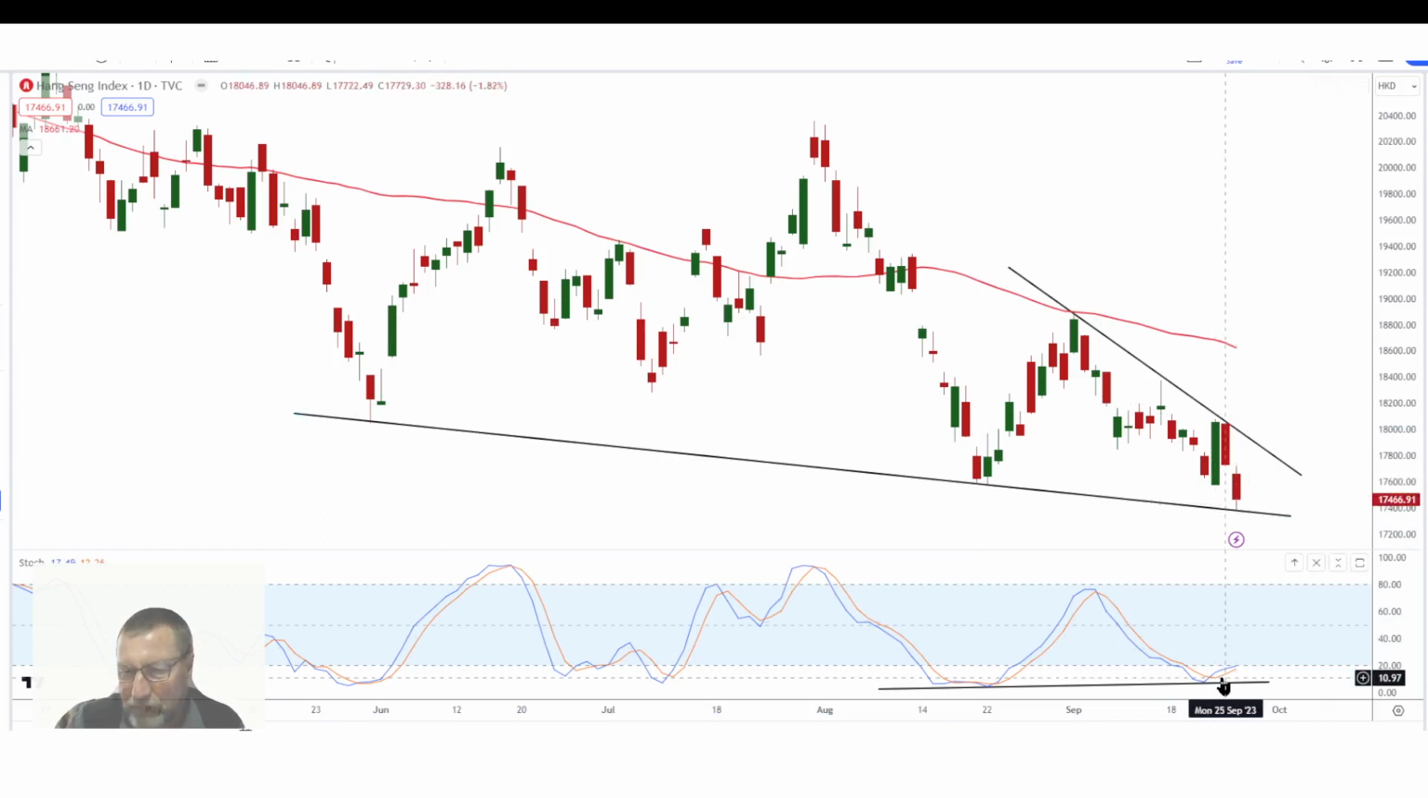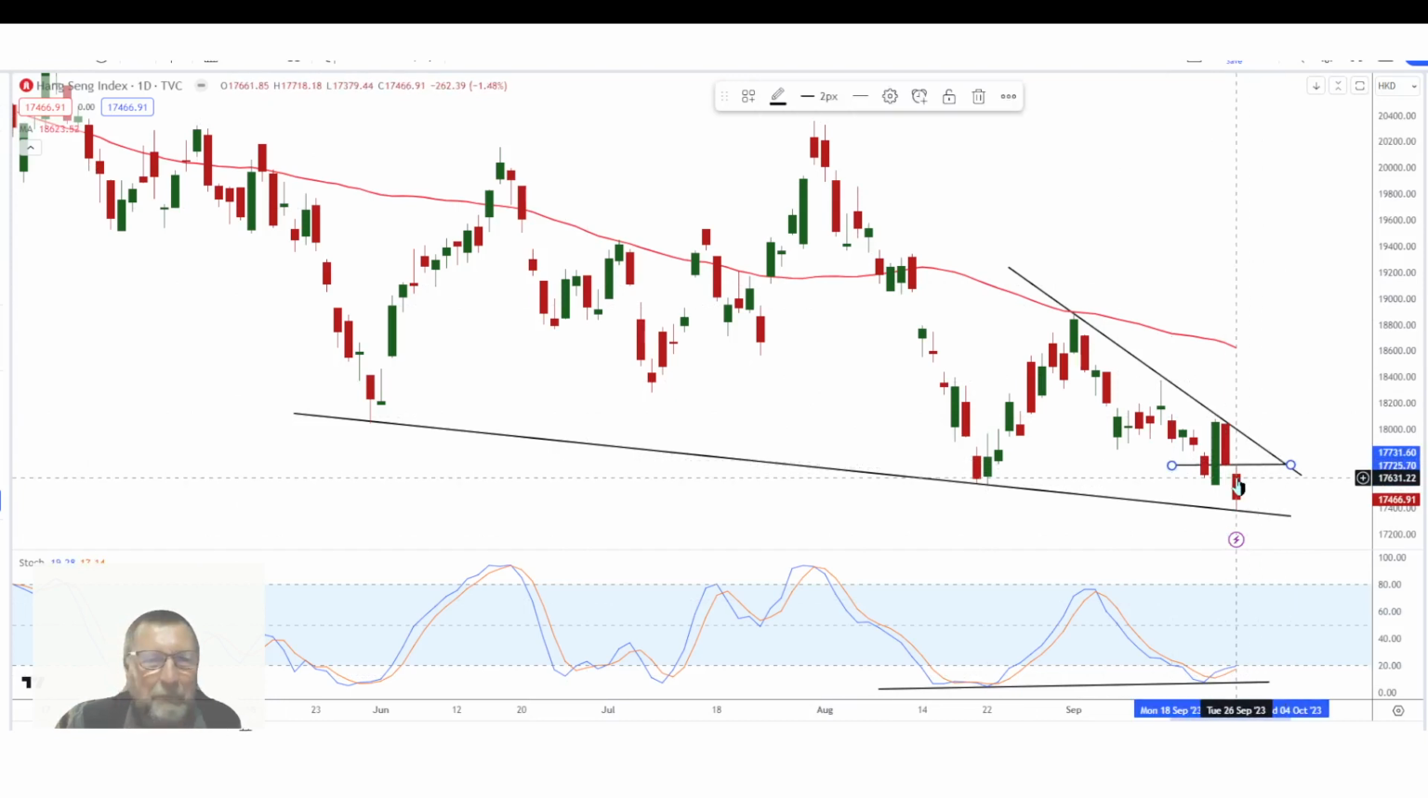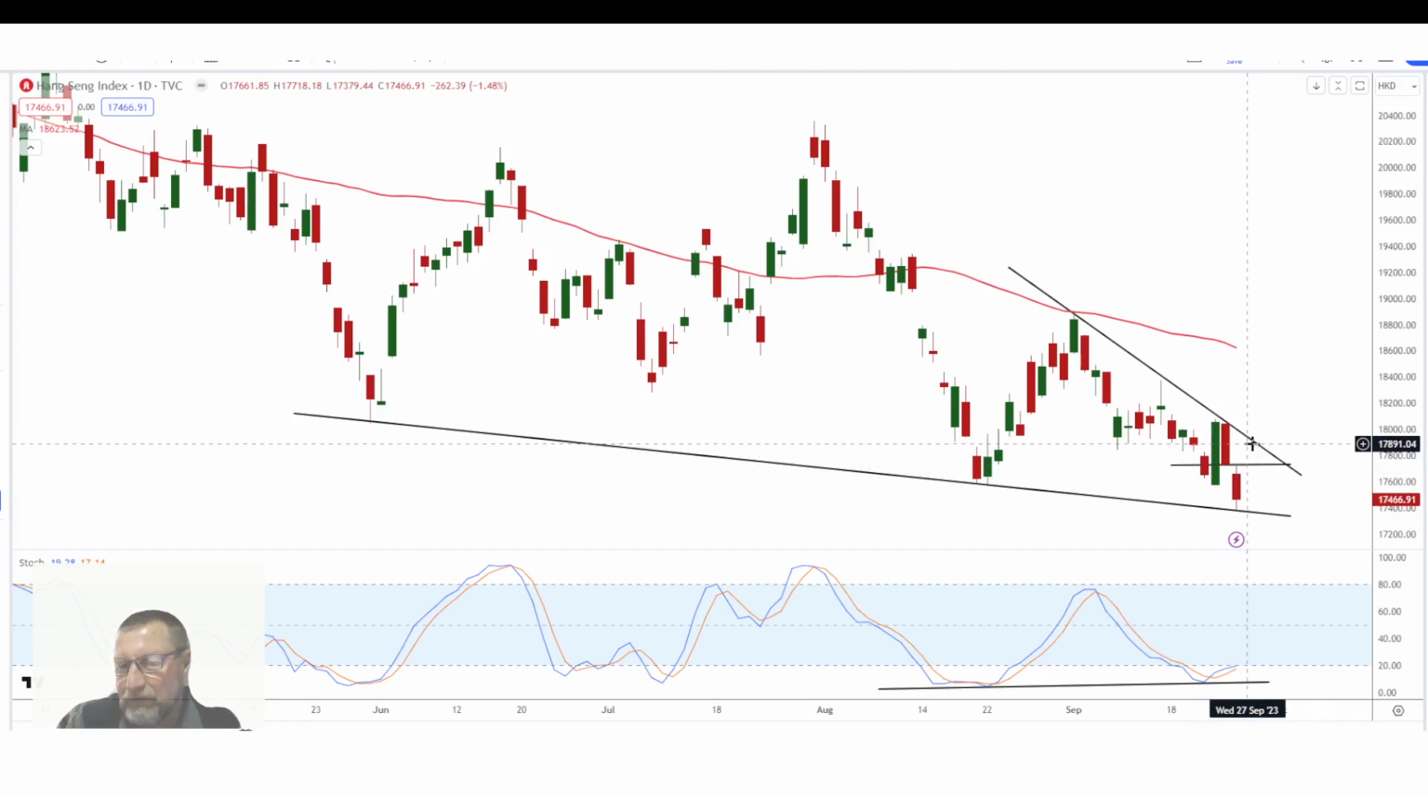So for me, out of this stochastic, first sign of strength will be above this little resistance there. Let's give you that resistance. There you are. Above 17,718, we can maybe see the first sign of strength. The falling wedge will break to the top above 17,890, and it can maybe take it all the way up to 18,410, and maybe go back to test this 18,629. So that's about it.